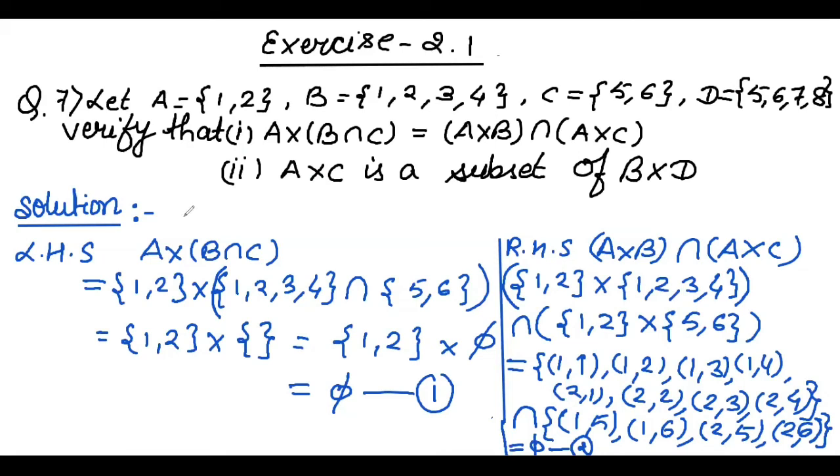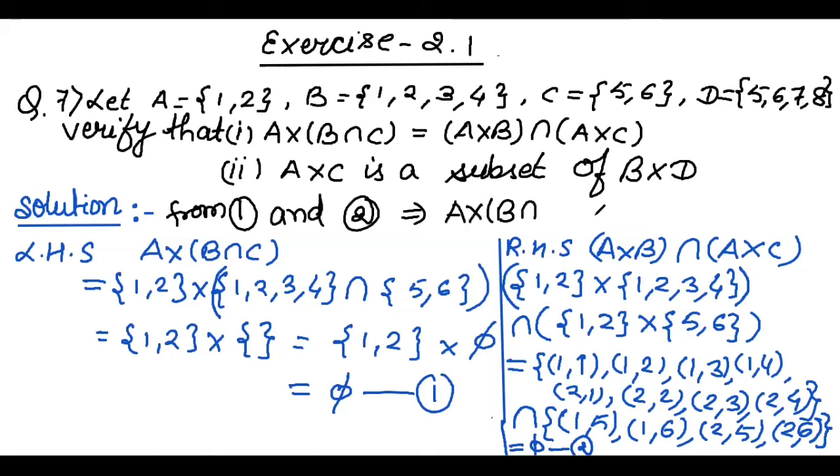So we can write here from equation 1 and 2, we are getting A cross (B intersection C) equals (A cross B) intersection (A cross C). Proved. I hope it is clear for you all.